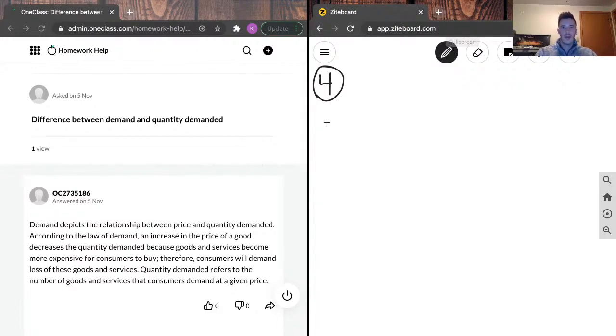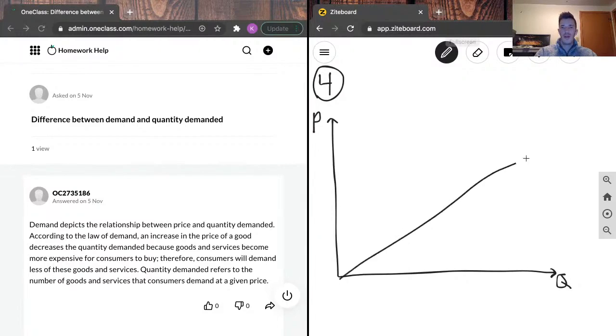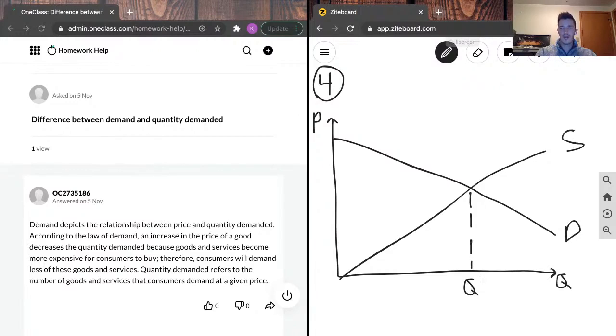So, if we are to draw our supply and demand graph, quantity on the x-axis, price on the y-axis. Got an upward sloping curve for supply and a downward sloping curve for demand. Of course, where they meet is the equilibrium or market clearing price. Q star and P star denote the equilibrium quantity and equilibrium price.